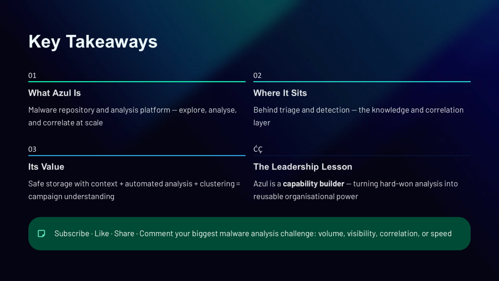Let's now discuss the key takeaways from what you learned so far, so you can carry this into your own security strategy. You have learned that Azul is a malware repository and analysis platform designed to help you explore, analyze, and correlate malware at scale. You have learned the boundary that Azul does not determine whether files are malicious, so you place it behind your triage and detection processes as the knowledge and correlation layer.